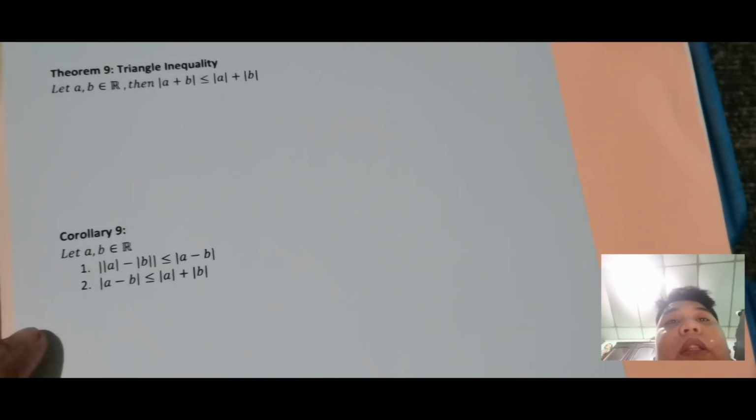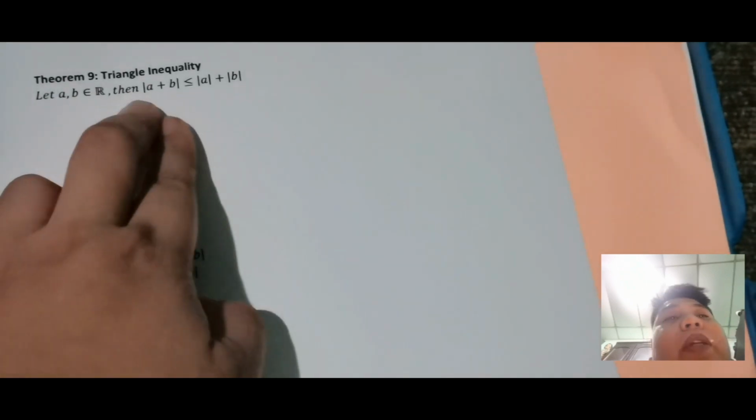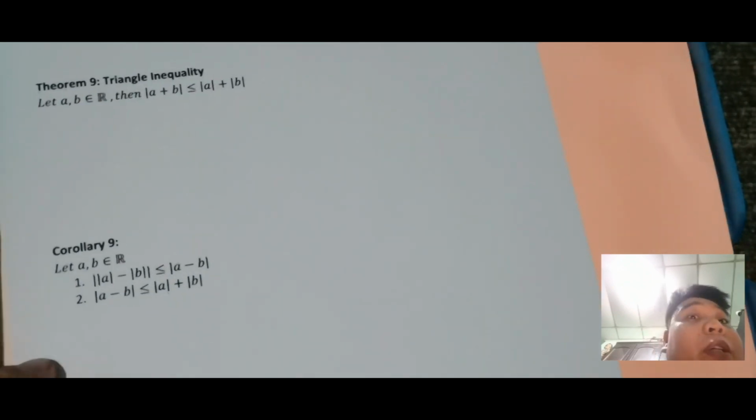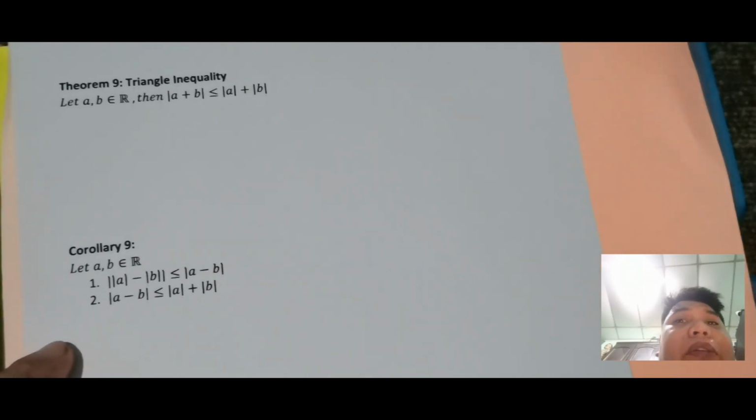Okay, remember: let A and B be elements of the real numbers. Then the absolute value of A plus B is less than or equal to the absolute value of A plus the absolute value of B. So remember, the absolute value of a sum is less than or equal to the sum of their absolute values. Okay, so how do we prove that? So, here it is.